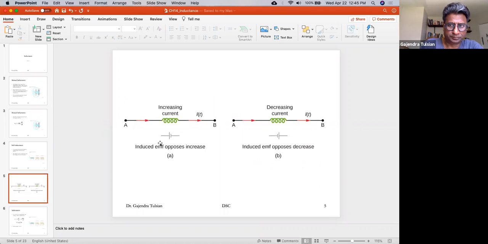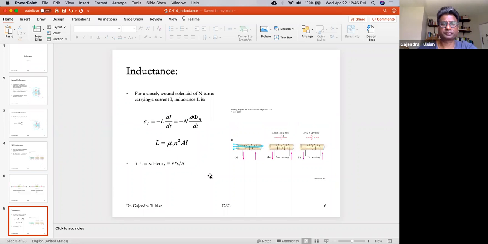Okay, so what this diagram shows you is, if you have a loop wire that you looped into a solenoid, if you try and increase the current in this direction, the induced EMF will be in that direction. And if the current was flowing in that direction and you try to decrease the current, the induced EMF will be in that direction. Okay. So induced EMF opposes decrease, and induced EMF opposes increase. So the induced EMF is opposing change, is what it's doing.